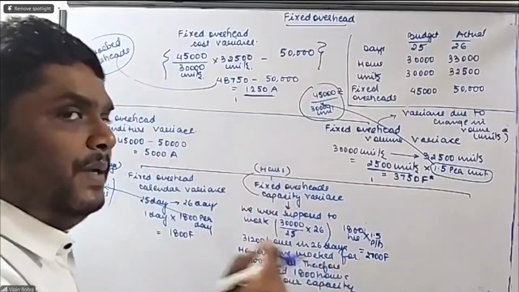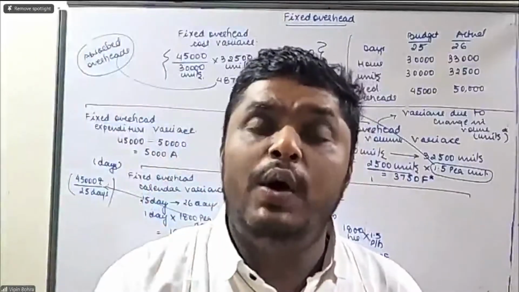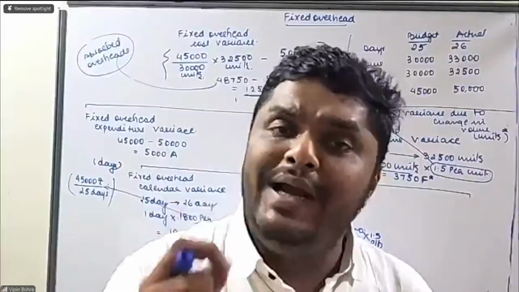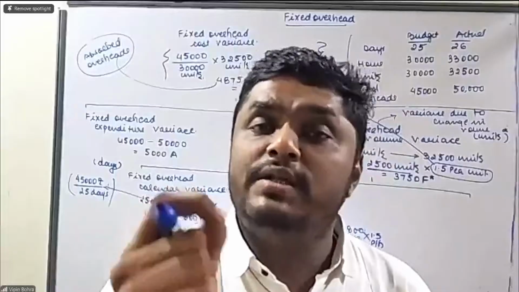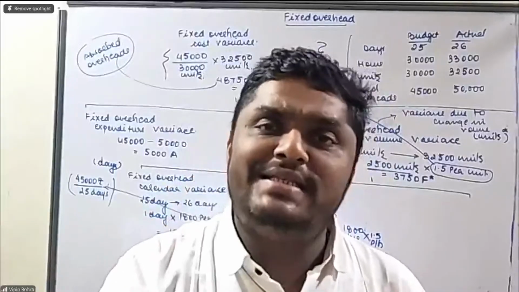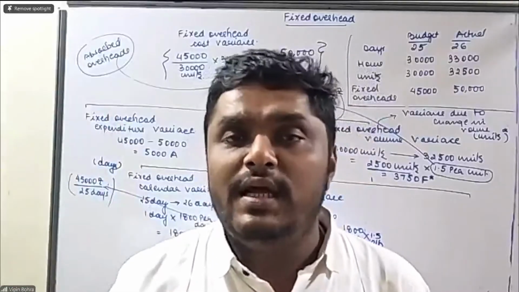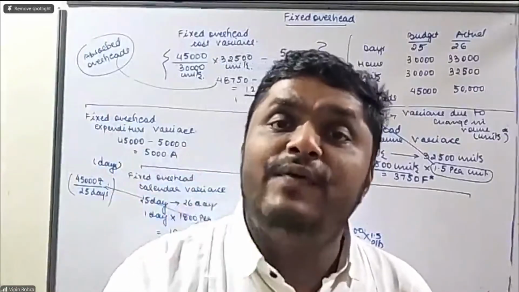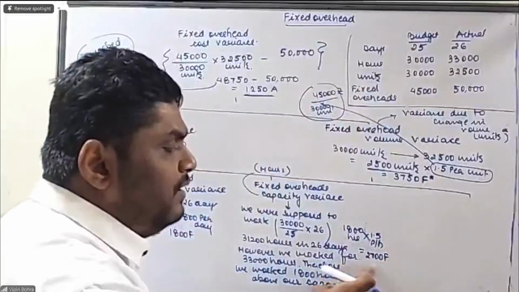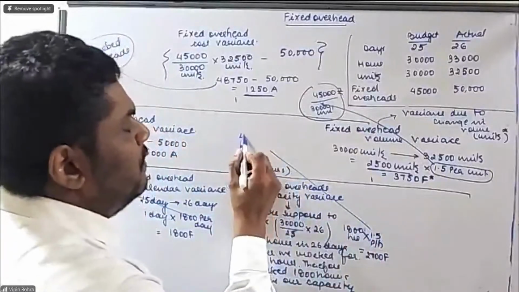Again, why is it favorable? Just pay attention, guys. We have the capacity to work for how many hours? 31,200 hours in 26 days. We should have worked 31,200 hours in 26 days. But in these 26 days, we worked above our capacity. We actually worked for 33,000 hours. So 1,800 hours we worked above our capacity, into the rate of 1.5 per hour. So this will be 2,700 favorable. How come I got this rate?